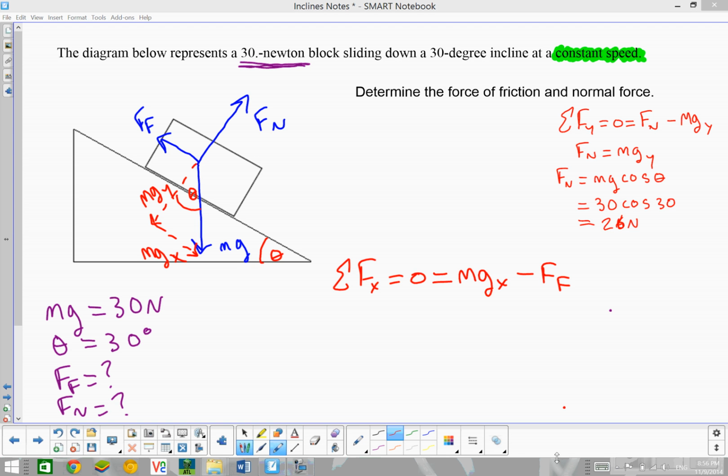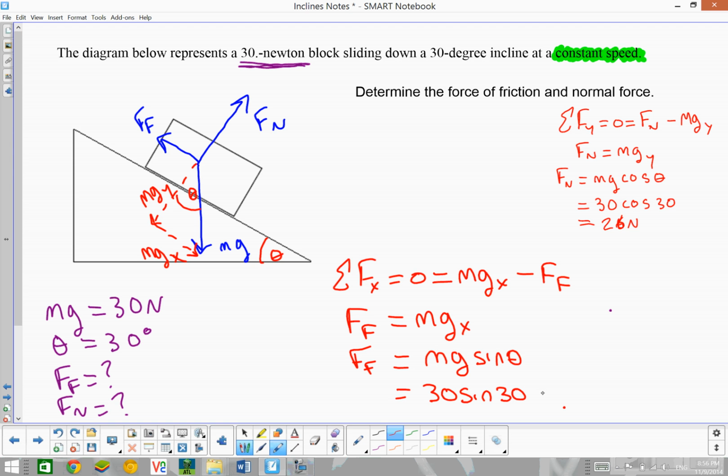Once again, if I rearrange for ff, I see the force of friction is equal to my parallel component of weight. Again, remembering that mgx, being opposite of my angle theta, is mg sine theta, I can plug in that mg sine theta. I can go ahead and plug in my numbers. 30 times the sine of 30, and I find out that this is equal to 15 newtons.